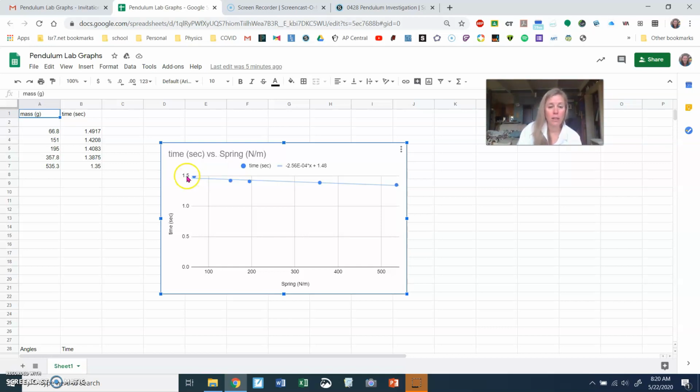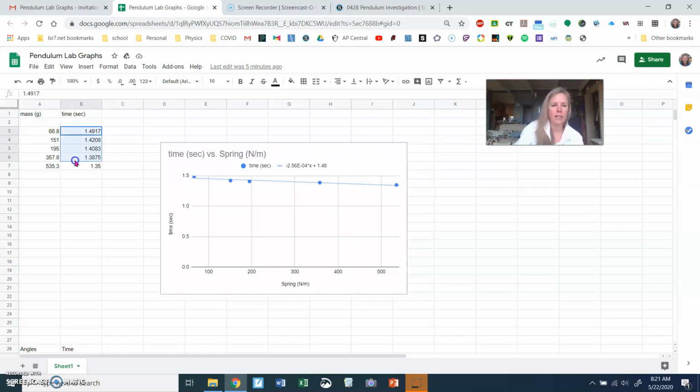If I had 5 grams, and I'm swinging it, and it's larger than the mass of the string, I'm going to get close to 1.5 seconds. Well, let's go out to 500, 535, and I measure that, and it's 1.35. Is that dramatically different? And the answer is no.